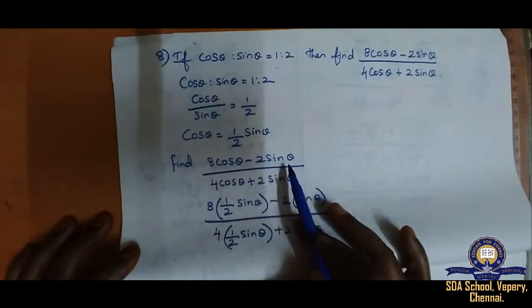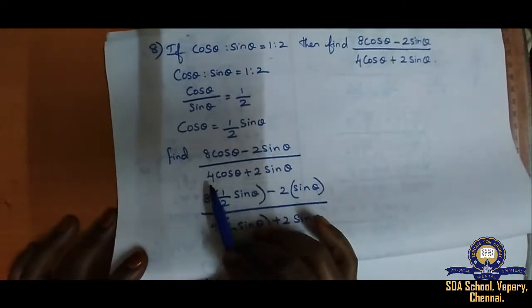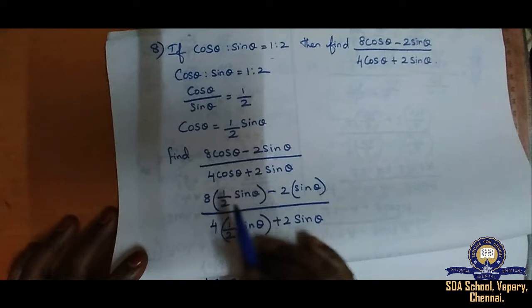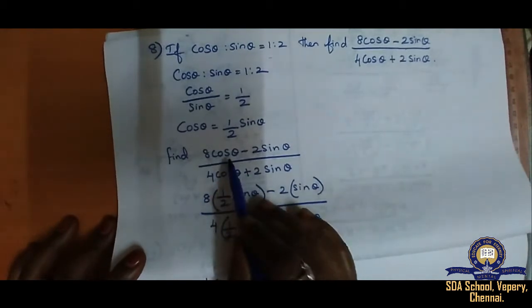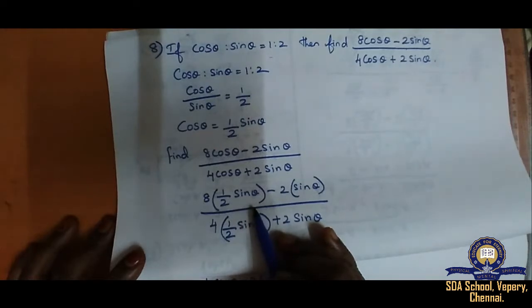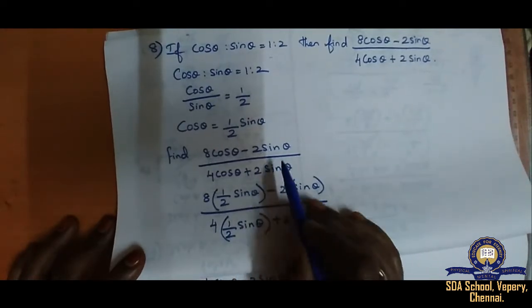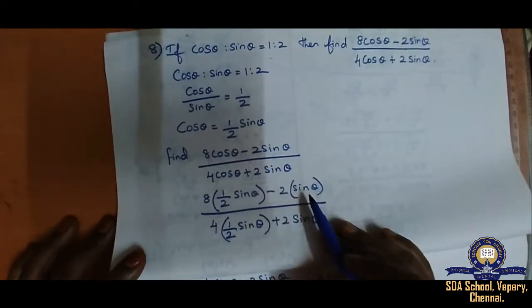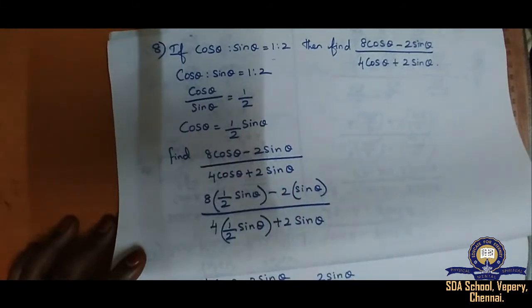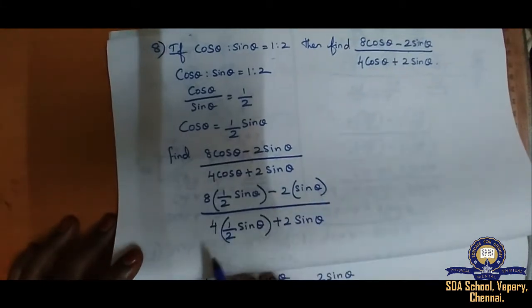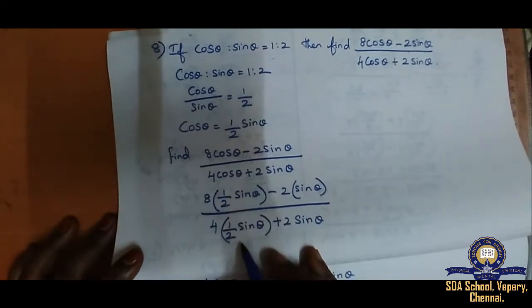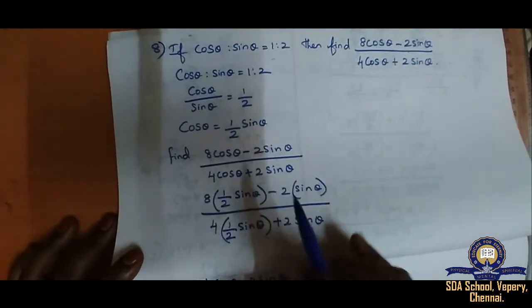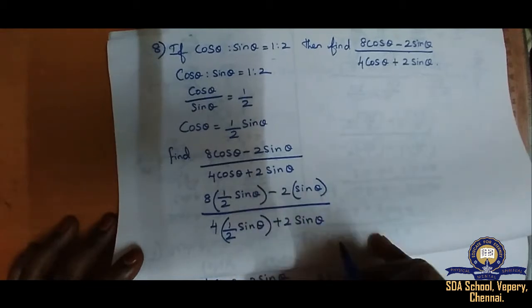8 cos theta minus 2 sin theta by 4 cos theta plus 2 sin theta. Instead of 8, nothing can be changed, 8 only. Instead of cos theta, 1 by 2 sin theta, minus 2 sin theta, as we know only the cos theta value. Then the denominator: 4, instead of cos theta, 1 by 2 sin theta, plus 2 sin theta as it is.